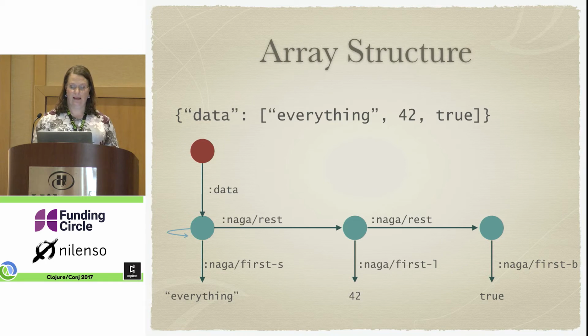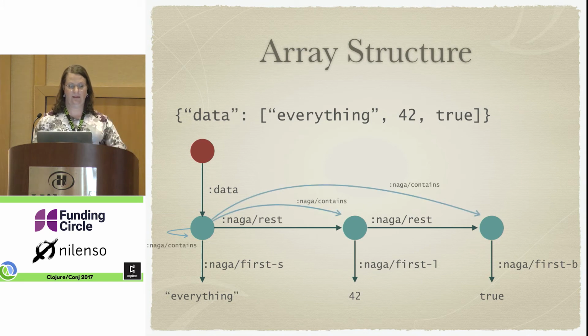You can also see our contains attribute and how that connects across to the other cons cells, and that includes the reflexive one at the beginning. Note how each node is using a different attribute for the different data types, which is how this array is able to store a string, a long, and a boolean all at once.